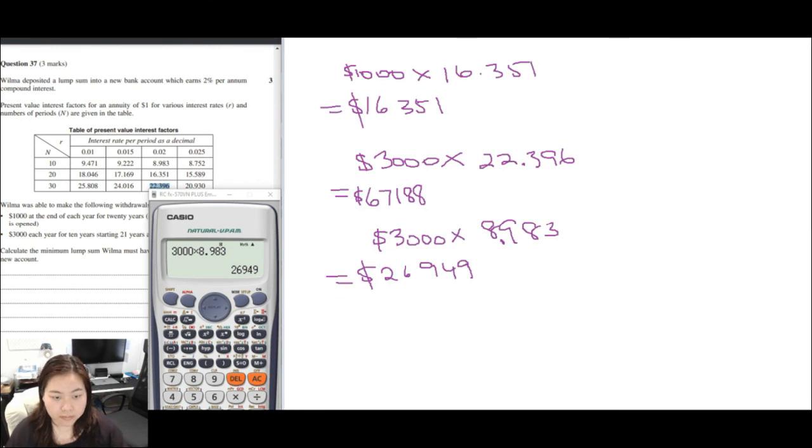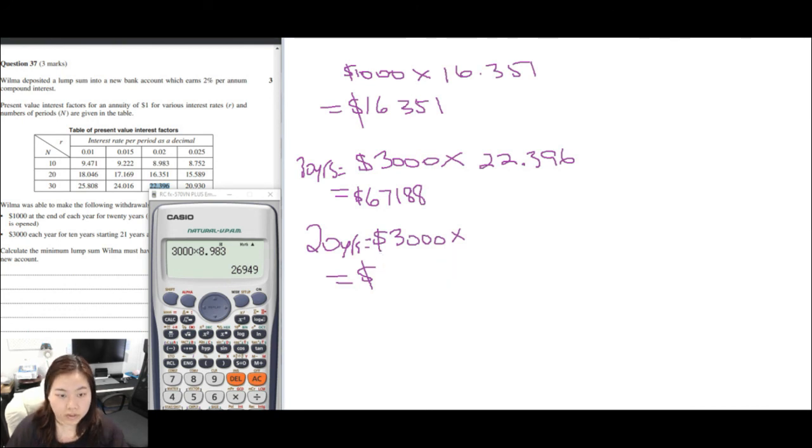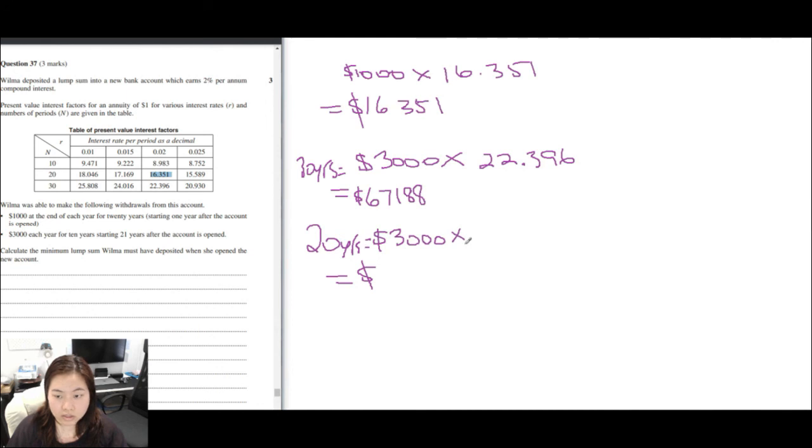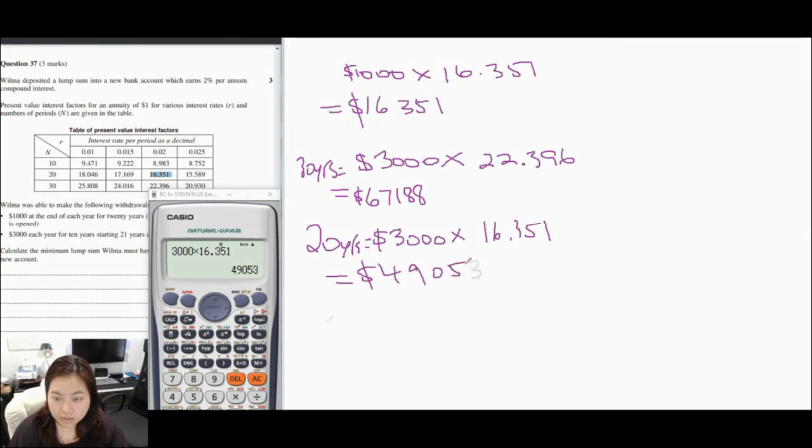No, what am I doing? No. This is for 30 years. We want it for 20 years, so we can find a difference to get 10 years. Let's get rid of that. We want the 20 years, which is 16.351. Then the 10 years will just be the difference, 67188 minus 49053.